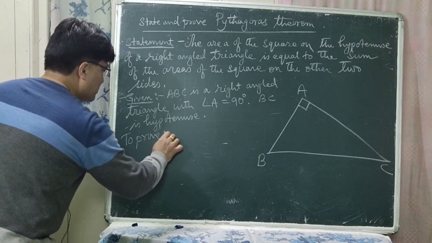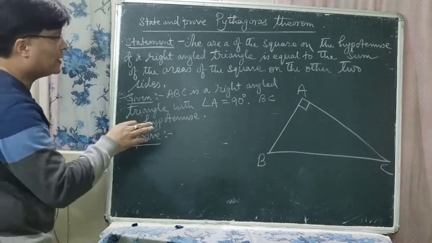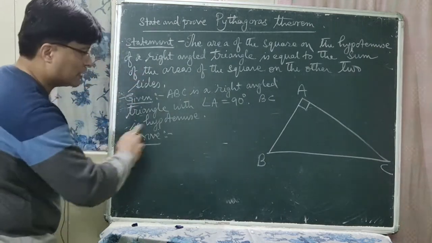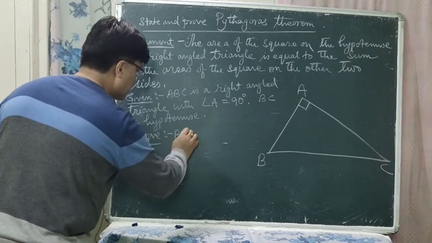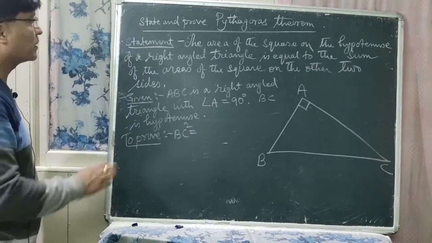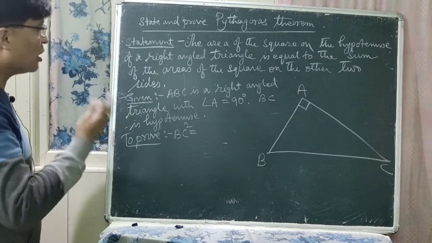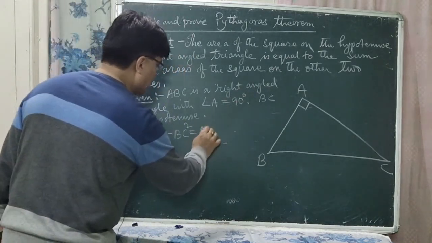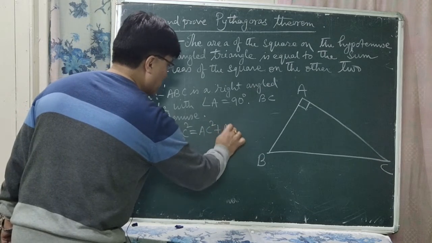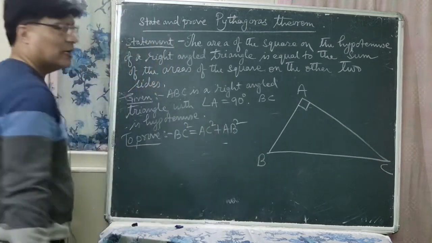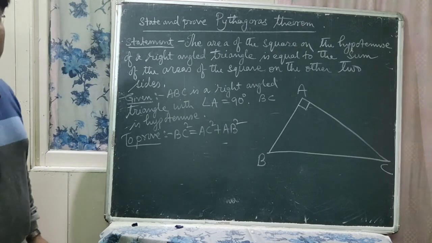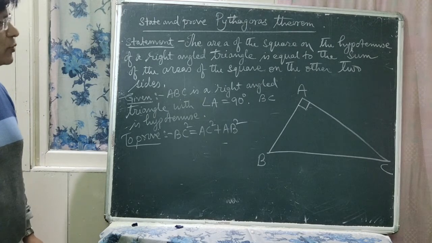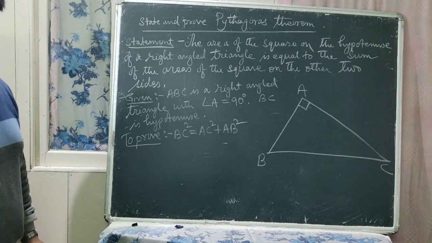So what is to be proved? The area of the square on the hypotenuse, that means BC square, is equal to the sum of the areas of the squares on the other two sides. That means AC square plus AB square. That is, H square is equal to B square plus P square. So I think you have understood it.